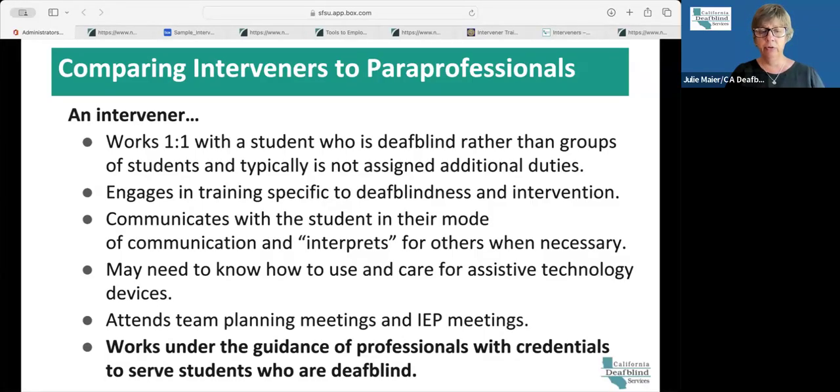For some students who use assistive technology, they will need to know how to use and care and maintain that technology and those devices. A big difference between typical paras is that they attend team planning meetings and IEP meetings. Their voice, their feedback is very important. And then finally, what's important for you to walk away from today is knowing that this is not a teacher. An intervener is working under the supervision of professionals that have a credential to serve a child who's deafblind. So they're working among the team. They should be getting training, supervision, feedback from professionals who have those credentials. So they're not replacing a credentialed teacher.